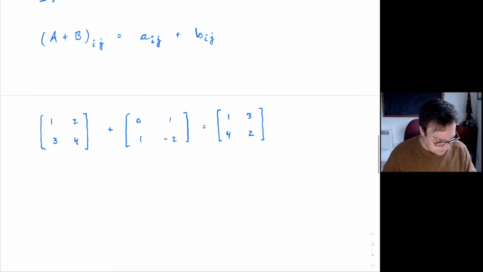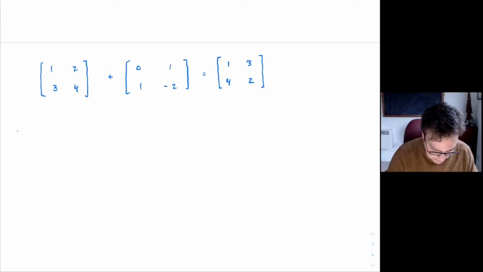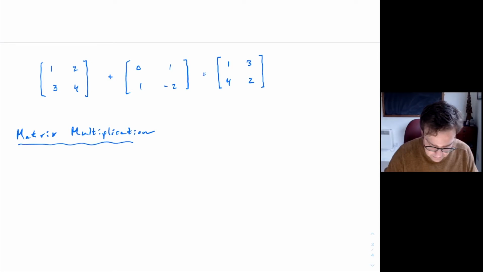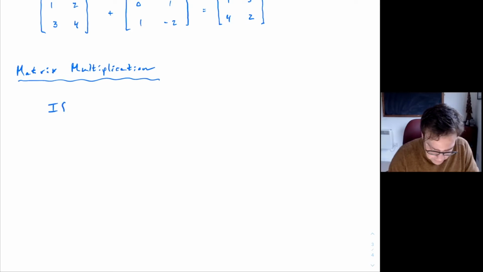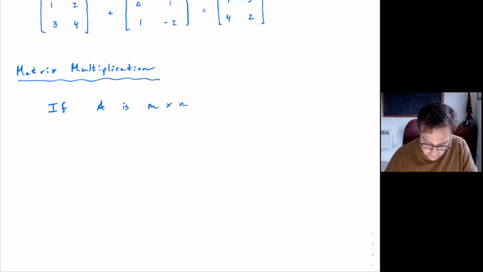Okay, so the next thing we want to introduce is matrix multiplication. Okay, and so we'll introduce two matrices. We'll say A is a matrix, and let's say it has dimensions m by n. So m rows and n columns. And then B is another matrix, and it has dimensions n by q.